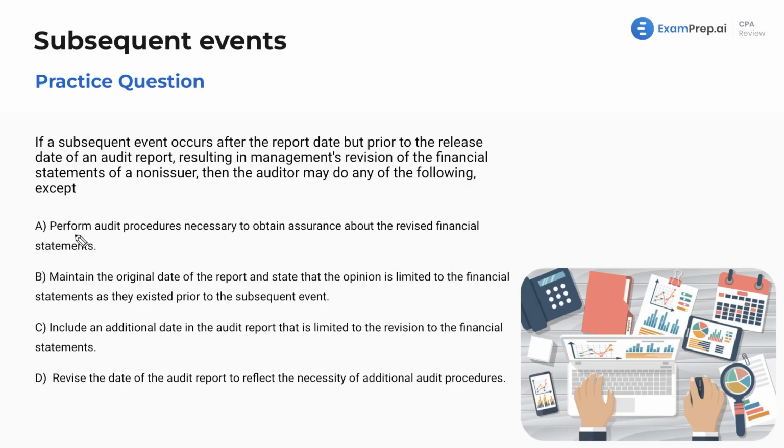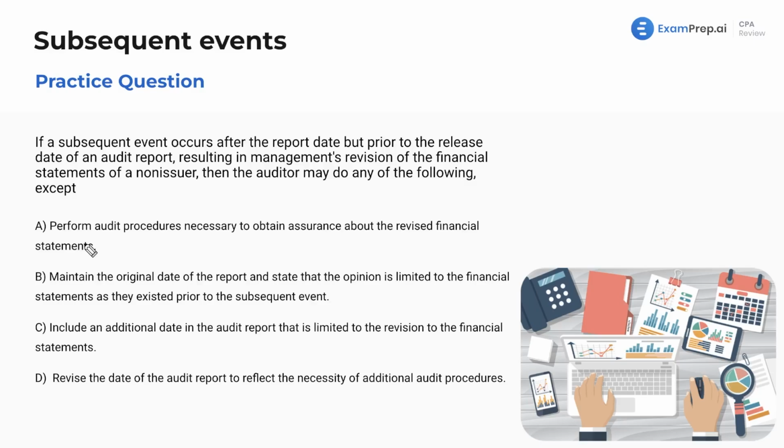Well, we've got concepts of dual dating. We could possibly see that here. Let's see what we got. Well, we could perform audit procedures necessary to obtain assurance about the revised financial statements. Okay, that's something we can do, regardless if it's an issuer or non-issuer.